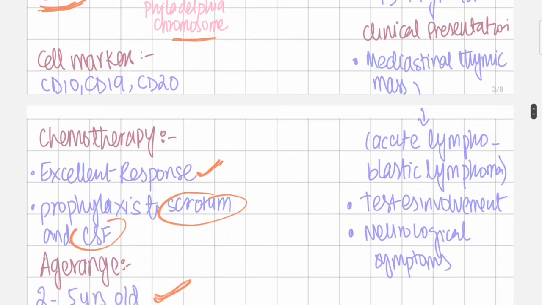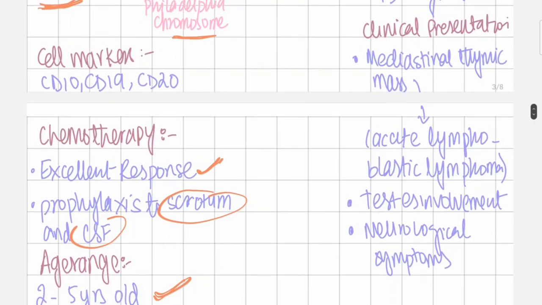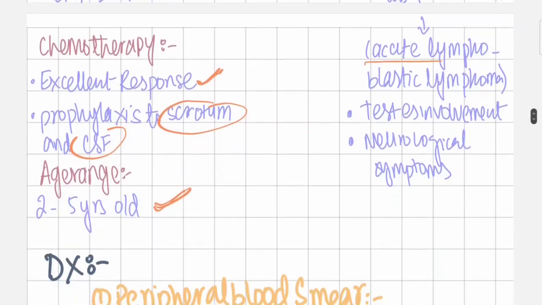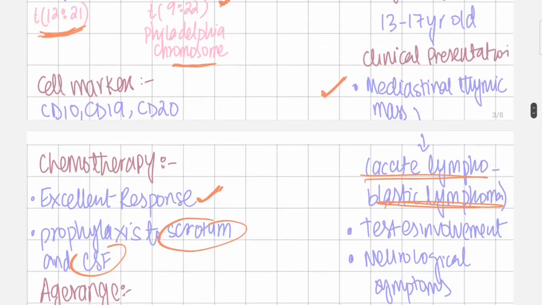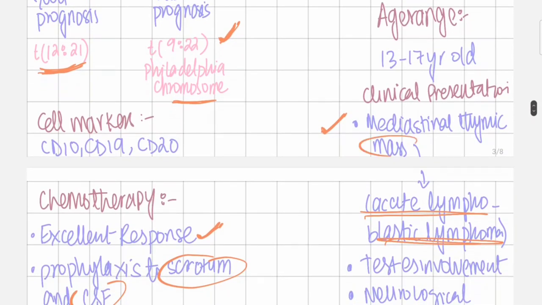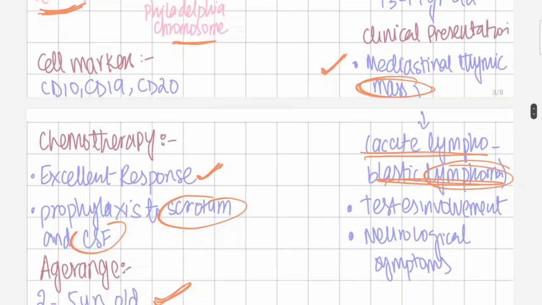The clinical presentation for T-ALL is important because it usually presents with a mediastinal thymic mass, which is called acute lymphoblastic lymphoma. So right here, what does this mean? What is lymphoma? I told you that lymphomas are different than leukemias. The thing is that when this forms a mass, then it is called a lymphoma, right?